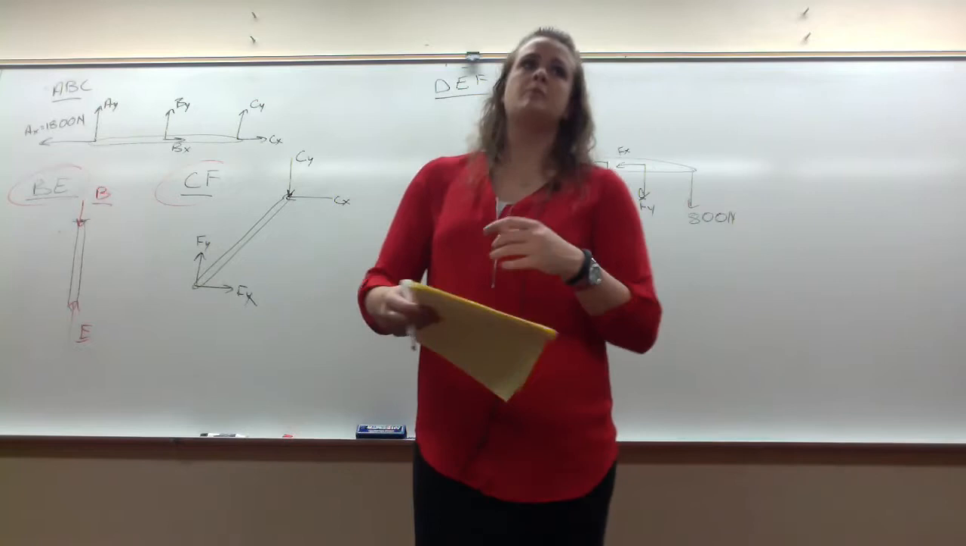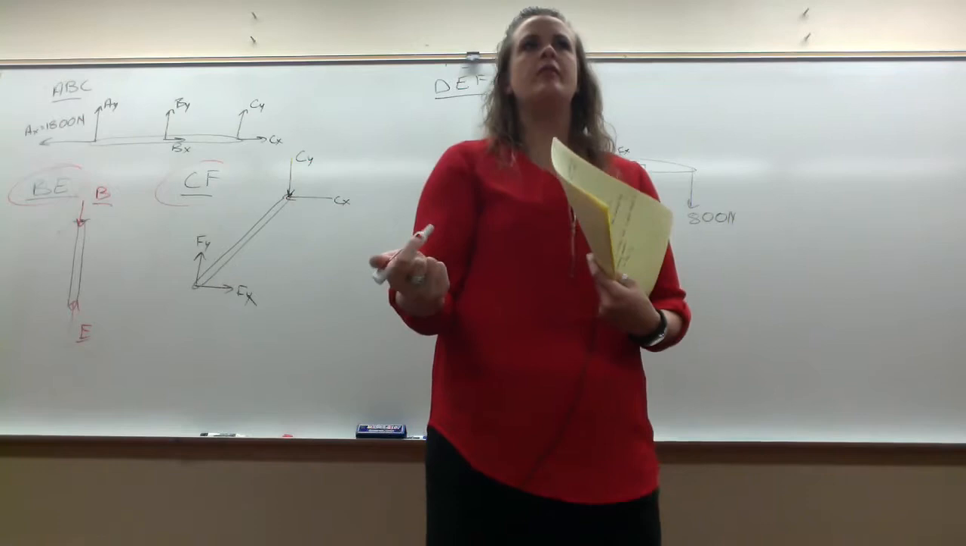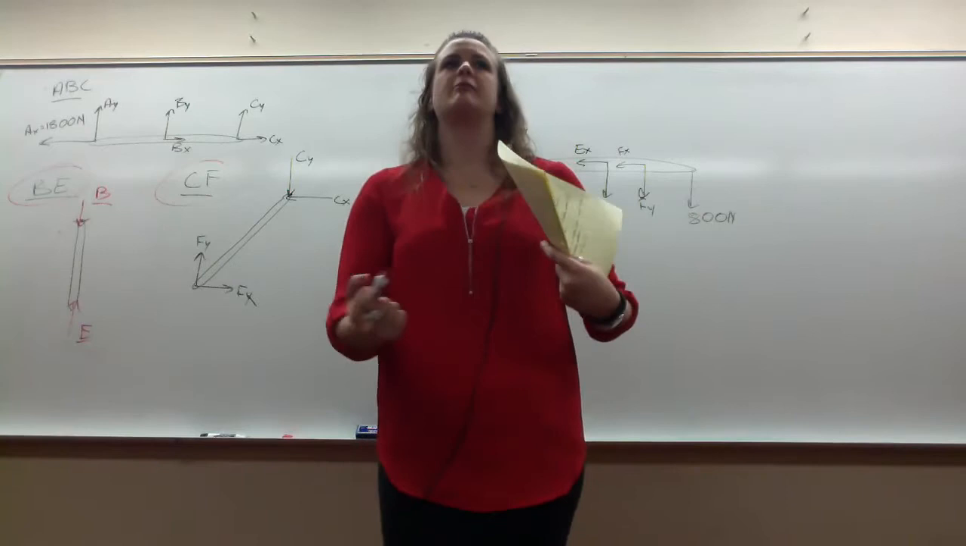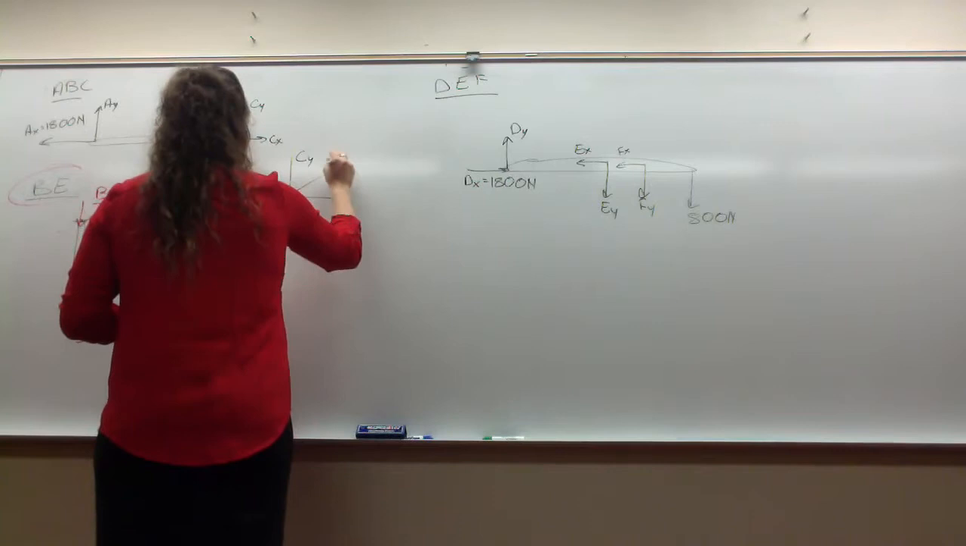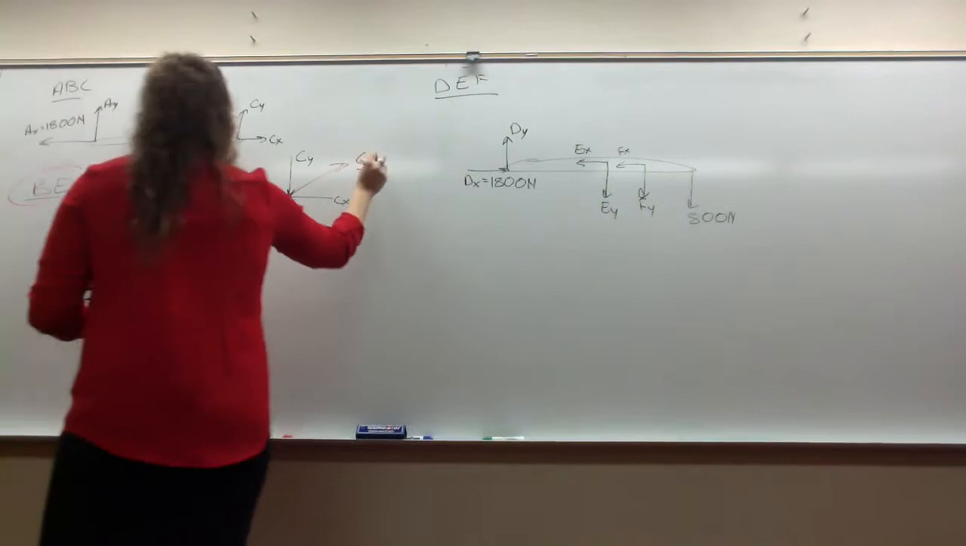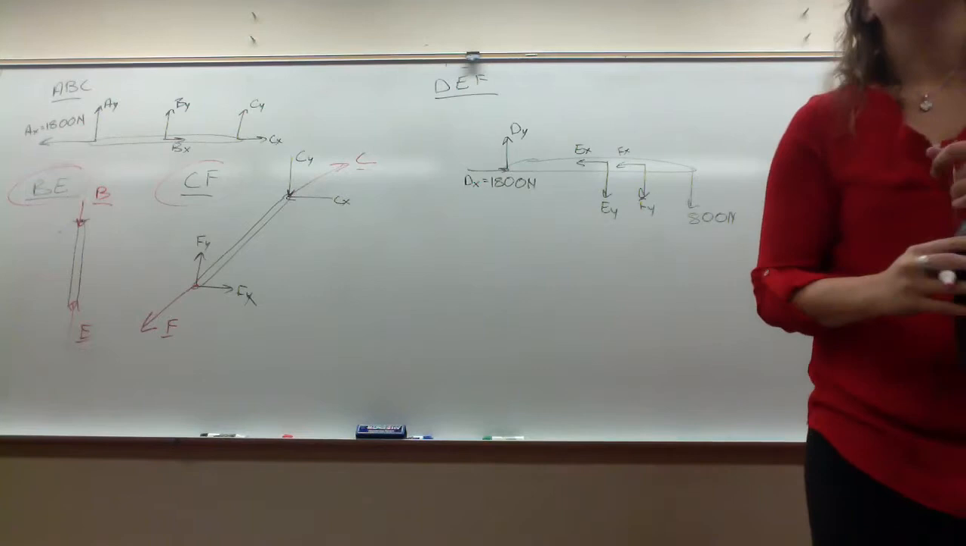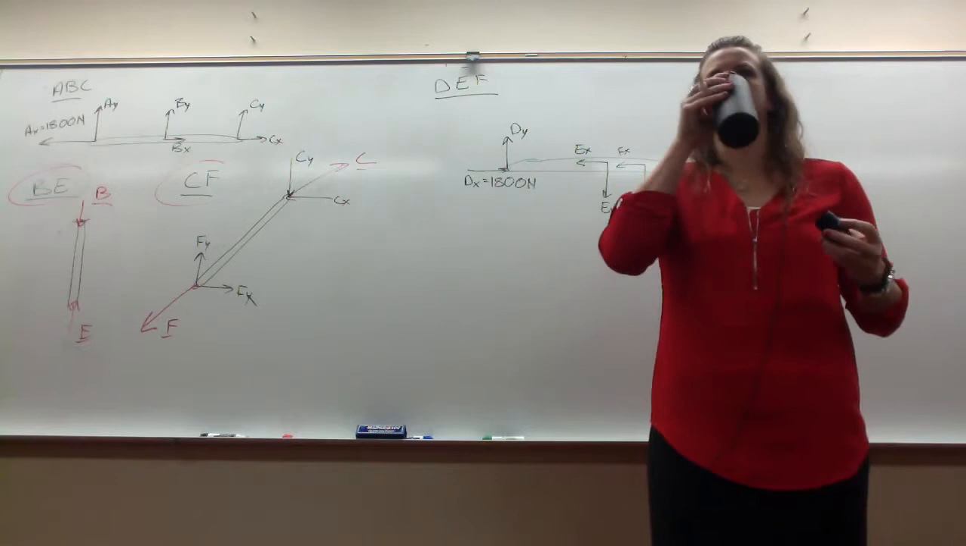So based on what Jack said about member BE, what do we know about member CF? This one's a little easier because we've already done it. The forces are oriented along the line of action of the beam. Okay. In order to maintain that position, you can draw them however you want. The sign convention will dictate our answers. Will, stay with me here.